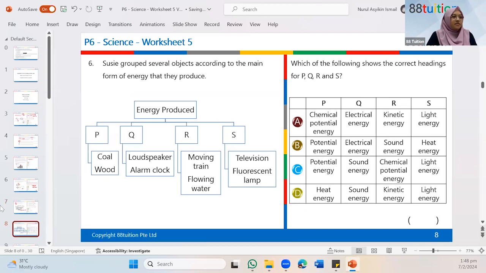Susie grouped several objects according to the main forms of energy that they produce. Which of the following shows the correct headings for P, Q, R, and S? P, you have coal and wood. Coal and wood, you obtain the energy inside them via burning. So therefore, they must contain some chemical potential energy somewhere. So for P, I will tick potential. Oh, hit wrong already.